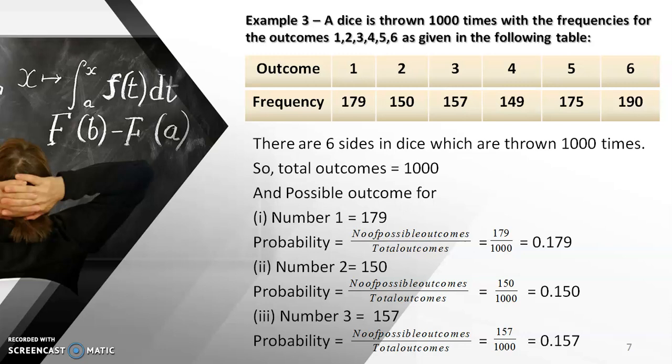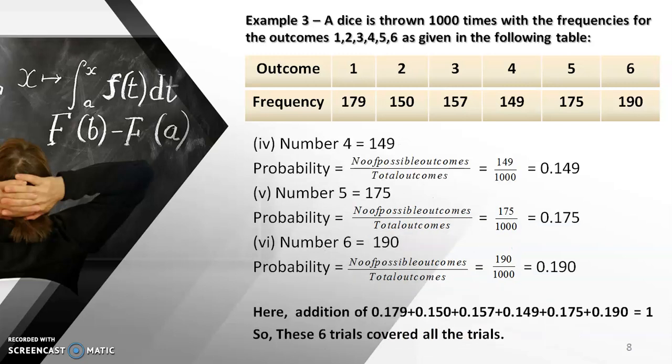So number 2 equals 150. So probability equals 150 divided by 1000. So answer is 0.150. Now number 3 equals 157. So probability equals 157 divided by 1000. So answer is 0.157. Now go to the next. Here fourth, number 4 equals 149. So probability equals 149 divided by 1000 equals 0.149.